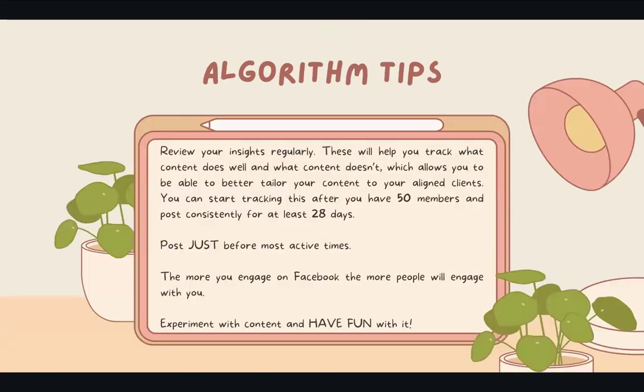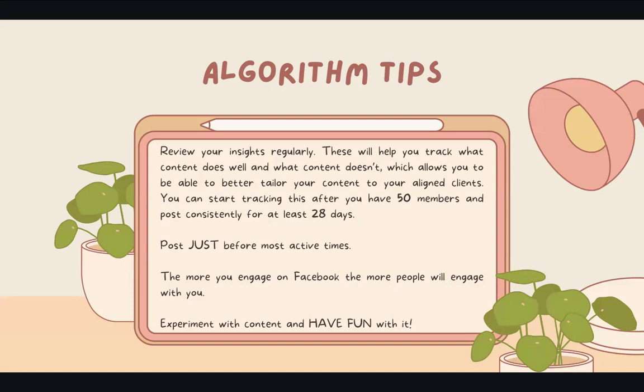Okay. Let's go over a few algorithm tips. So you want to make sure you're reviewing your insights regularly, and I'll show you where to find those as well. These will help you track what content does well and what content doesn't do as well, which will allow you to be able to tailor your content to your aligned clients. You can start tracking this after you have a total of 50 members and you've been posting consistently for at least 28 days. This will give you enough data to be able to track, okay?